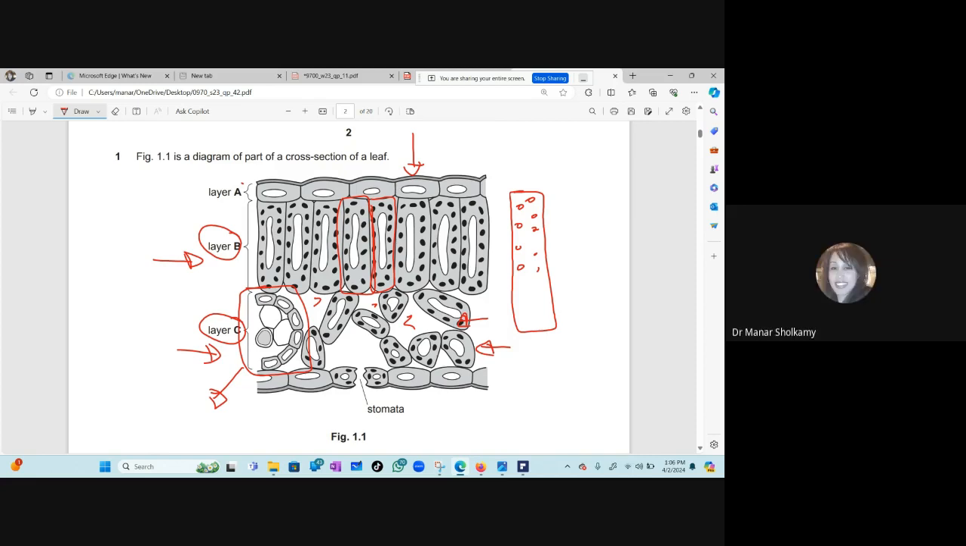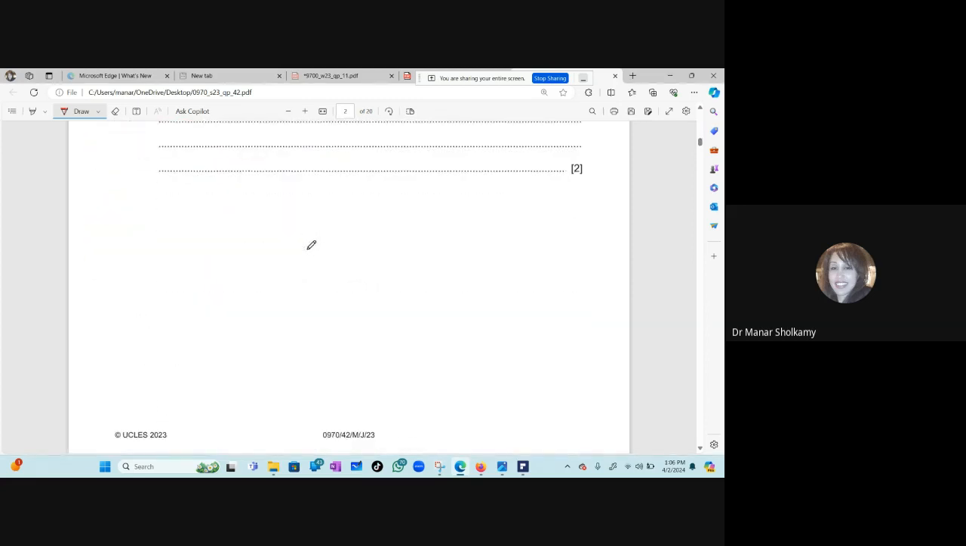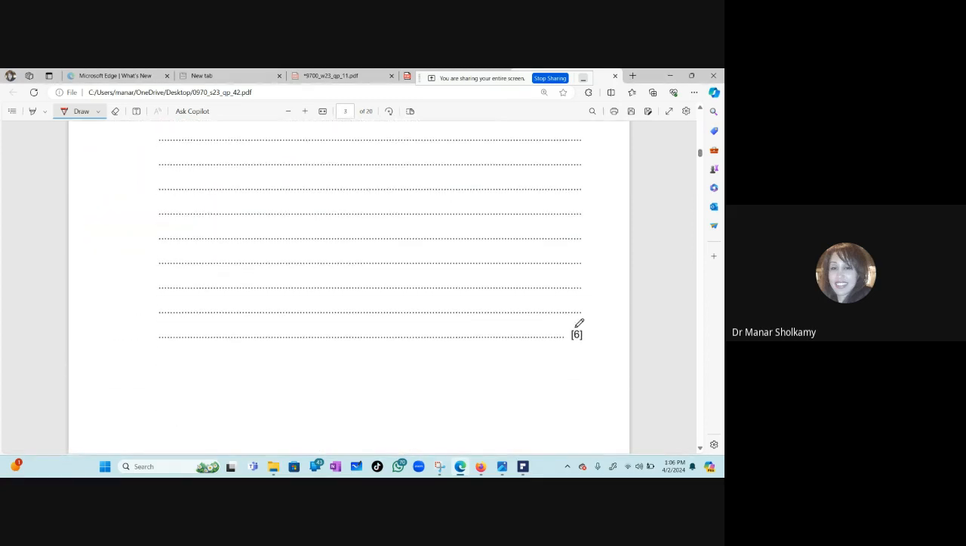Now, what will you write? This vascular bundle, what does it contain? Xylem. Correct. It contains the xylem and the phloem. And you can discuss the structure of the xylem and the phloem and how they are adapted. This question, look at this question. It is out of 6 marks.